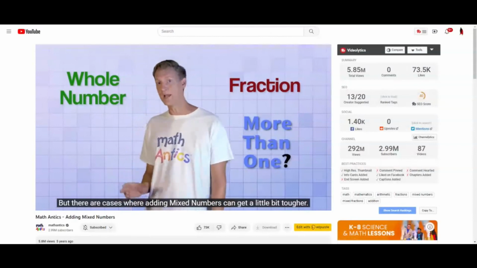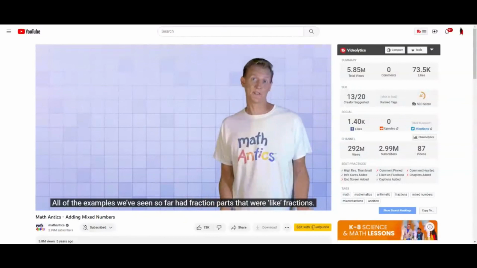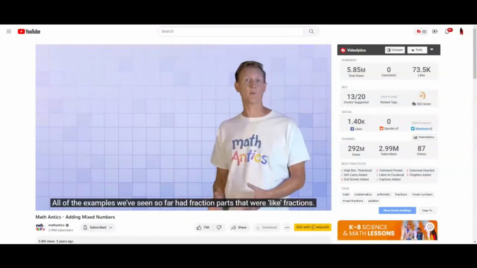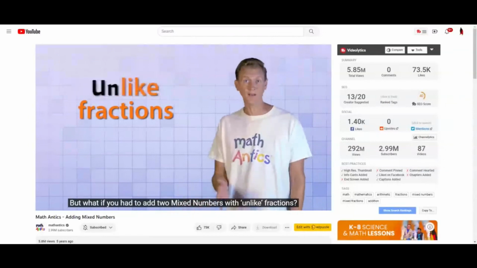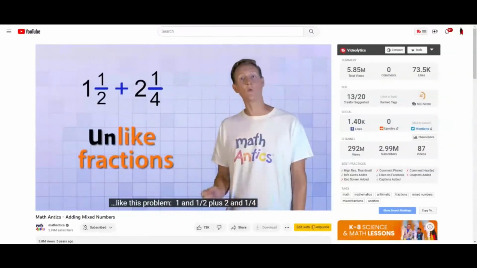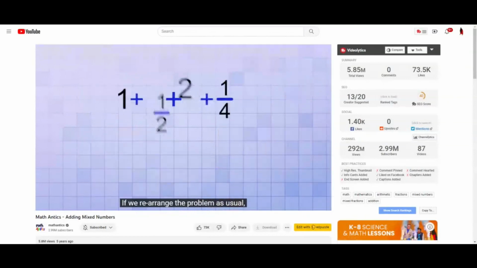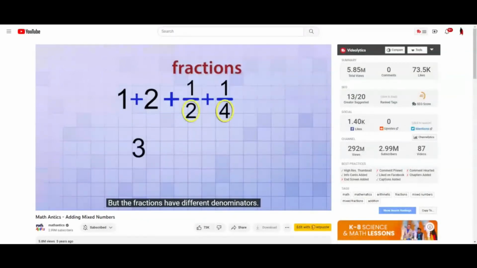But there are cases where adding mixed numbers can get a little bit tougher. All of the examples we've seen so far had fraction parts that were like fractions. But what if you had to add two mixed numbers with unlike fractions, like this problem, 1 1/2 plus 2 1/4? If we rearrange the problem as usual, we see that the whole numbers are still easy to add. 1 plus 2 equals 3. But the fractions have different denominators. We can't add them until we change them so that the bottom numbers are the same.